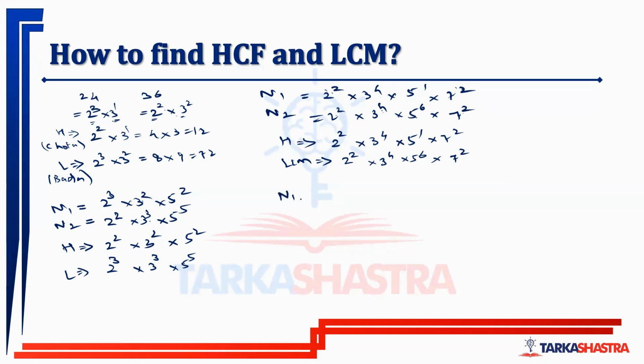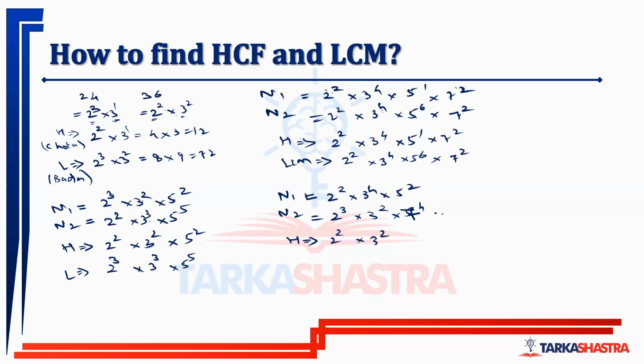Now let us say we have N1 and N2. Here we have 2 square, 3 raised to 4, 5 raised to 2. And here we have 2 cube, 3 square, 5 raised to 4. No, 7 raised to 4. Now what do we do in such cases? So HCF, chota power 2 square, chota power 3 square.